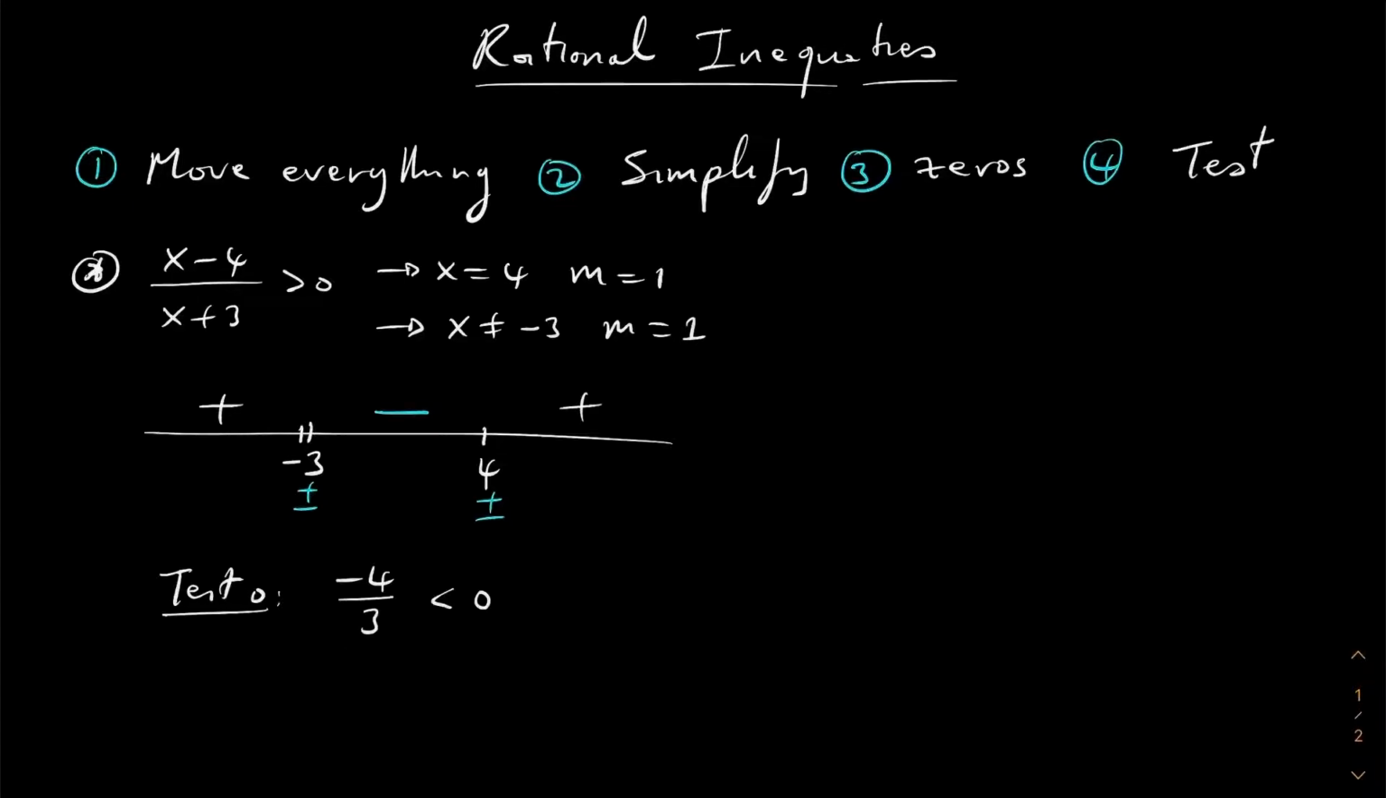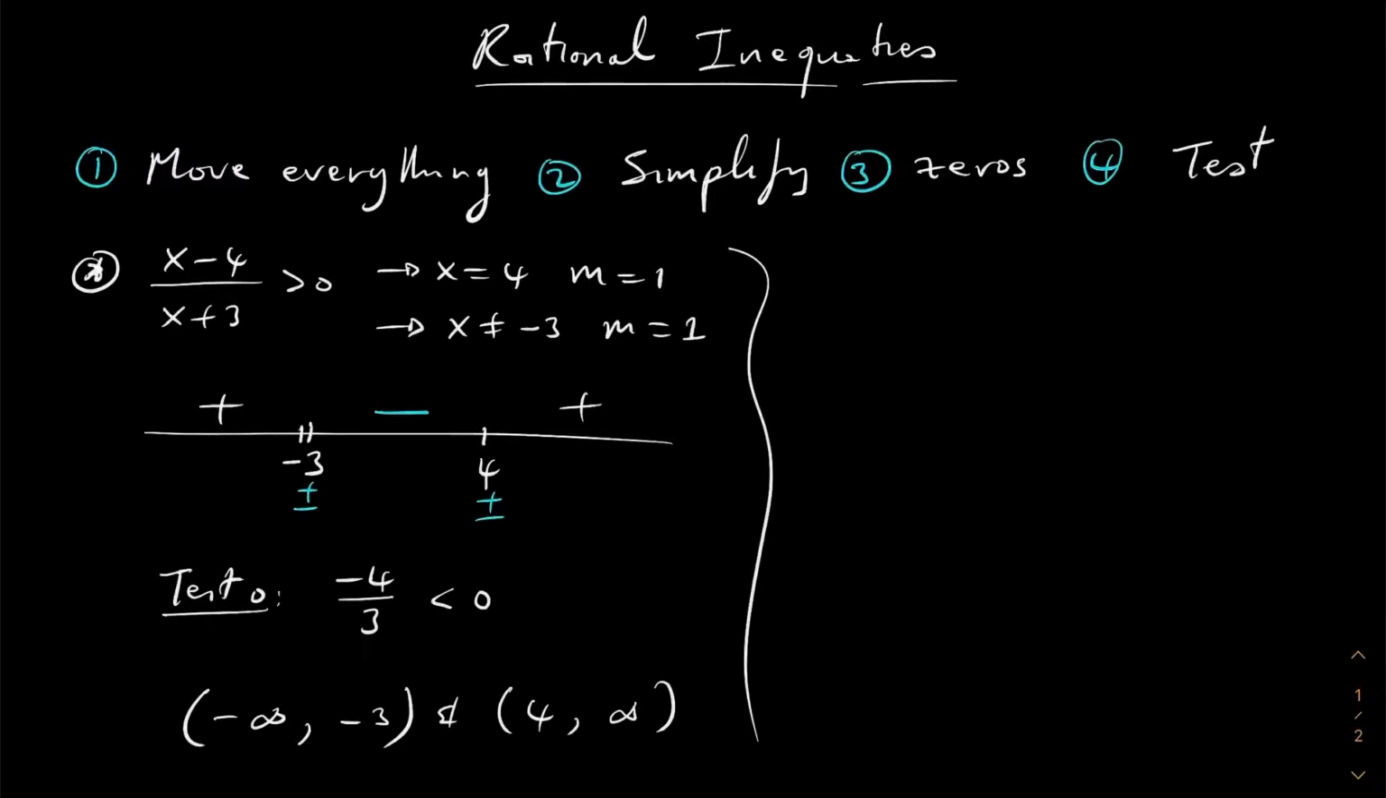And so since I'm looking for the positive side of this number line, my solutions are going to be from negative infinity to negative 3, open parentheses on both, and then from 4 to infinity, open parentheses on both as well, because of the strictly bigger than sign, I do not want to include 4.